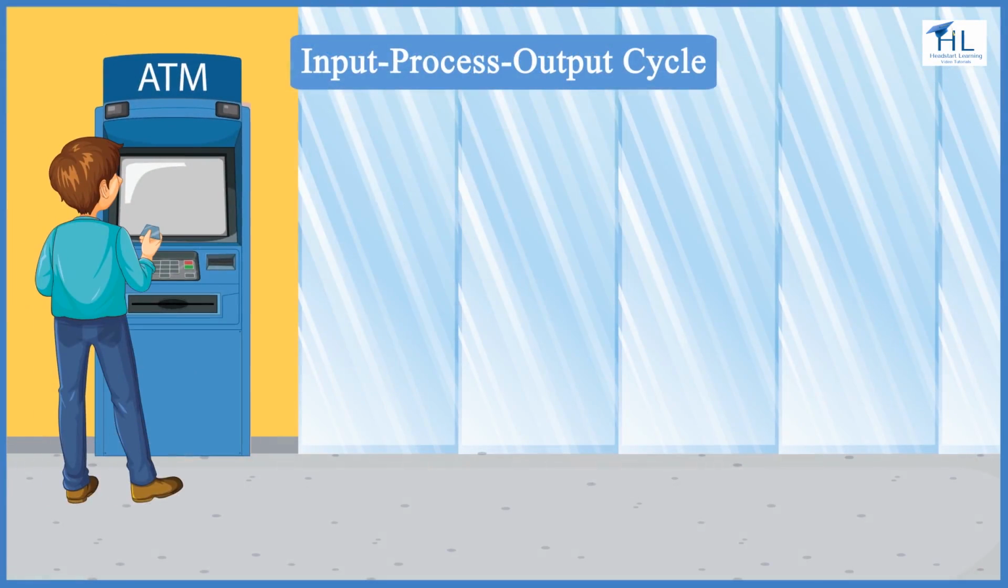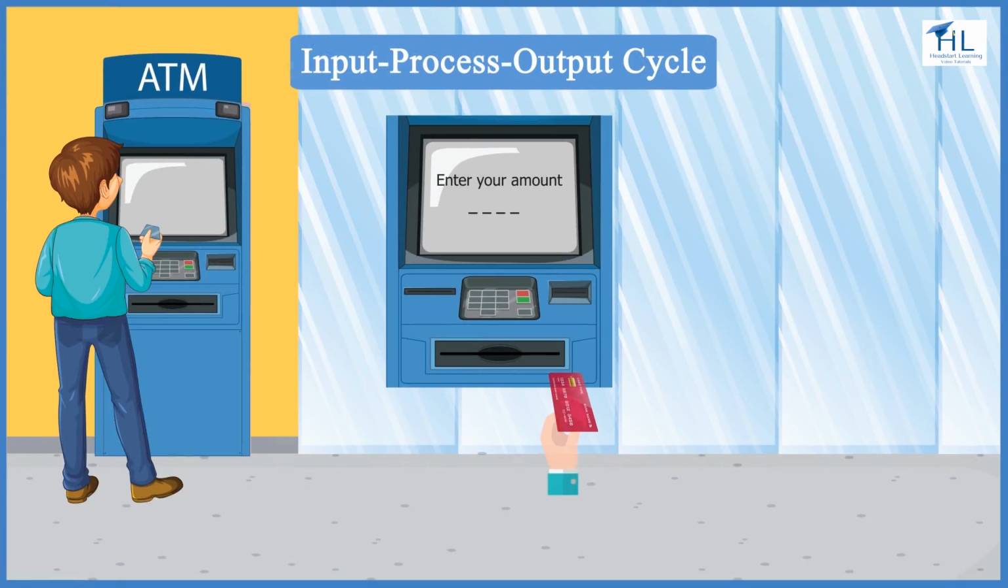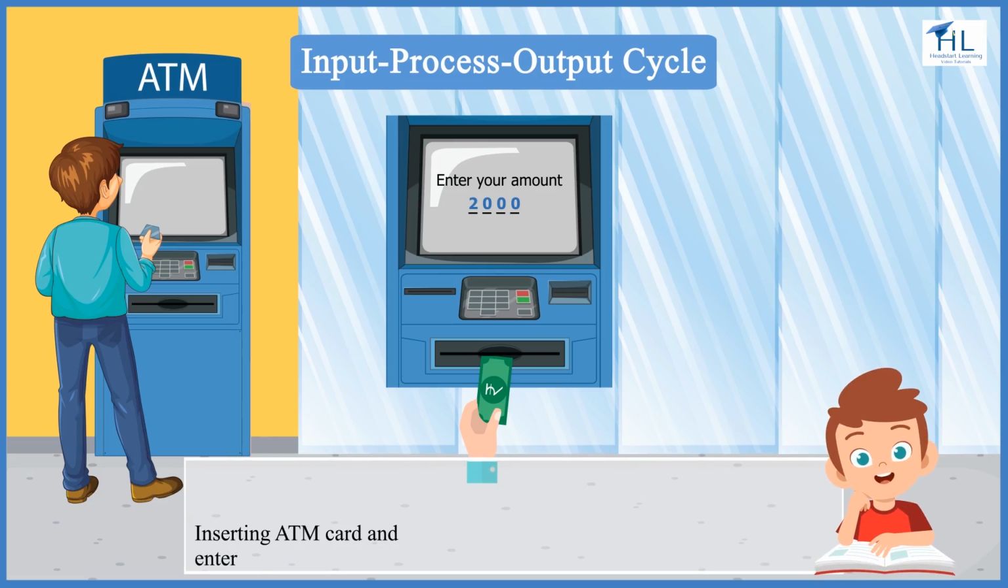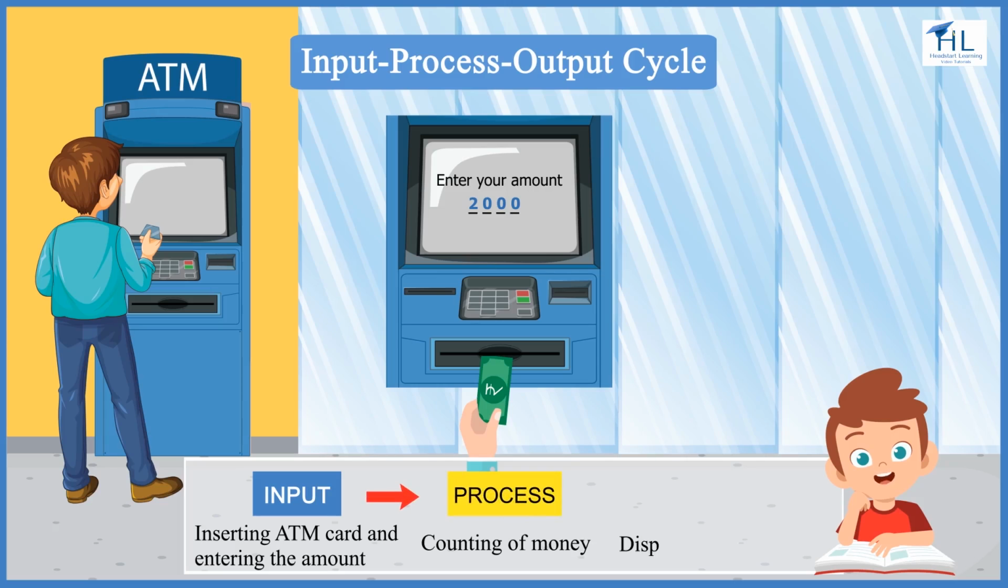Now, let us look at these pictures and tell which one is input, process, or output. Inserting an ATM card and entering the amount. Counting of money by ATM. Dispensing the money. Inserting ATM card and entering the amount is input. Counting of money by ATM is processing, and dispensing the required amount is the output.